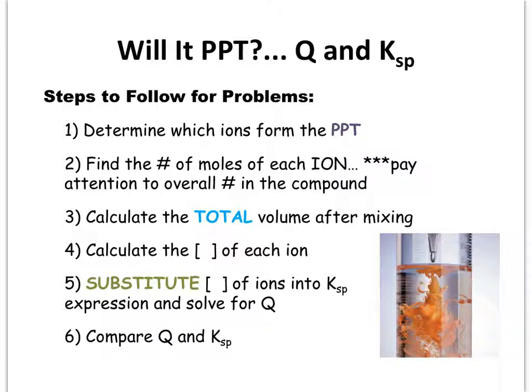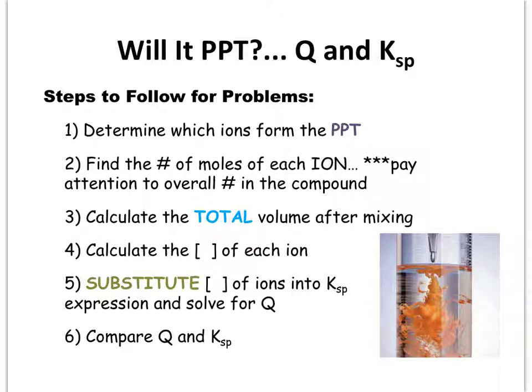So here's just an overview of the steps you will see in a will-it-precipitate problem, and I'm going to show you how to actually do one of these problems. So the first thing you do is you figure out which ions will actually form the precipitate. And then you need to figure out the number of moles of each of the ions in the precipitate. But you really do need to pay attention to the overall number of the ion in the compound that you're given. So that's something we've got to watch for when we're doing these problems.